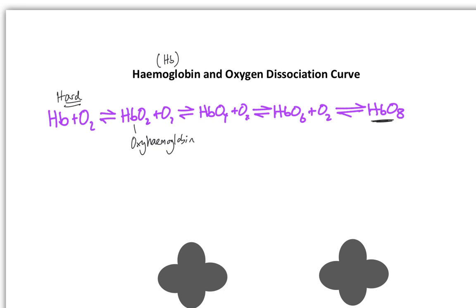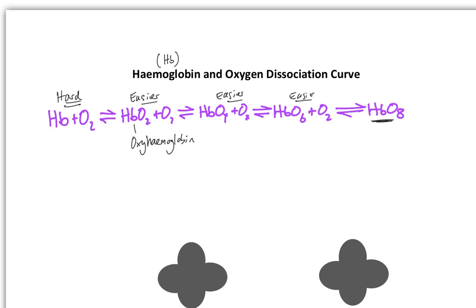So this is easier, and this is easier. It gets easier and easier to bind oxygen the more oxygen it binds, because when haemoglobin binds oxygen, it changes its structure.